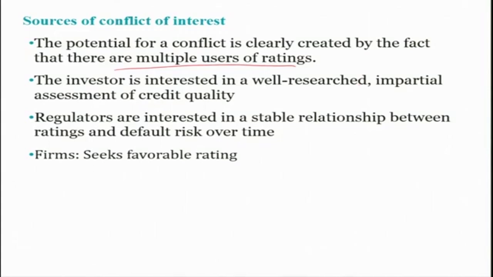And coming to the regulators, regulators are interested in a stable relationship between the ratings and default risk over time. So they want to see the credit rating received by a firm and its debt instruments, and they also want to see that there is a high correlation between the ratings and the default risk over time. If regulators see a robust correlation between both, then they can ensure that the rating mechanism is more credible and impartial.